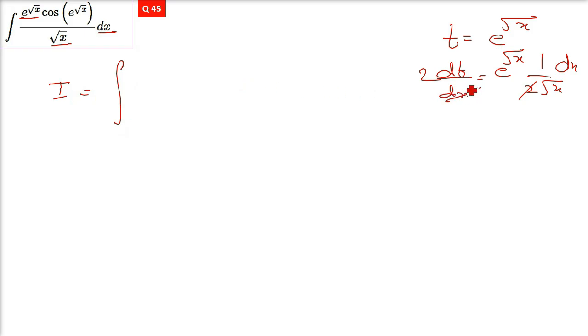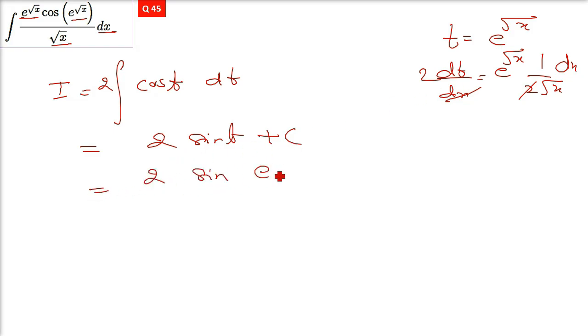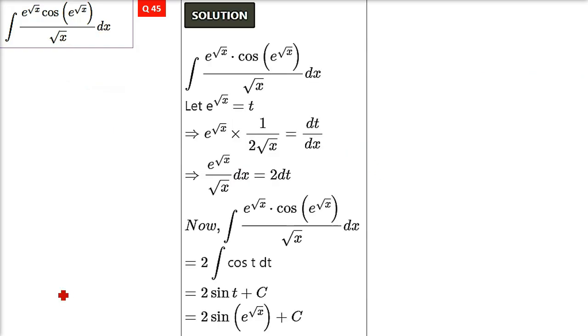Now direct integration will be there. 2 you can take outside, dt will be there. It will be cos t because it's cos inside e root x, which is cos t. What is the integration? Cos t is sin t. 2 will remain there. In place of t, write e root x. So 2 sin e root x plus constant of integration. That's your final result. You can try it yourself also.